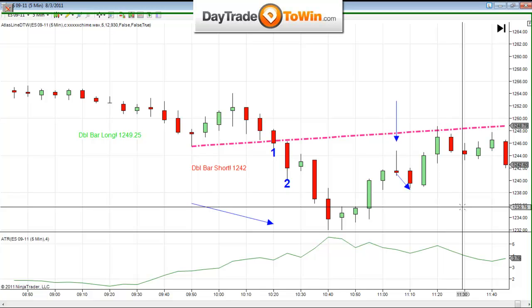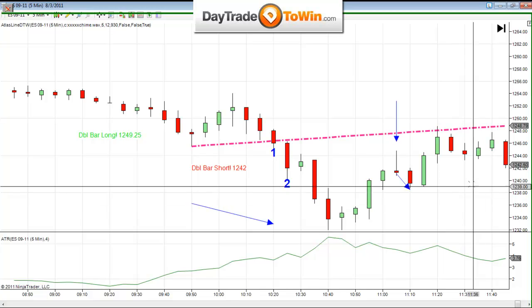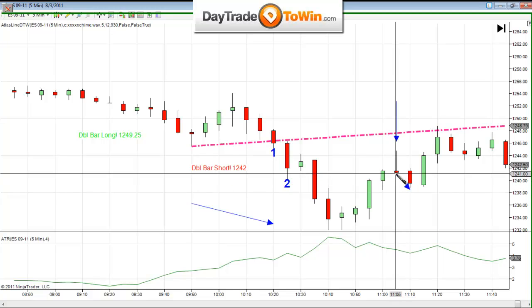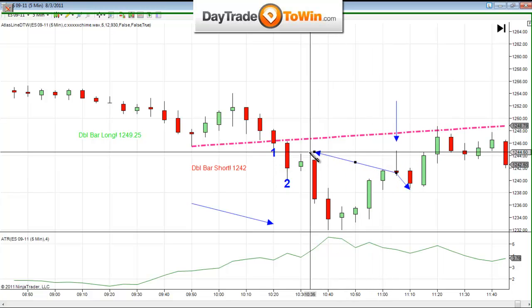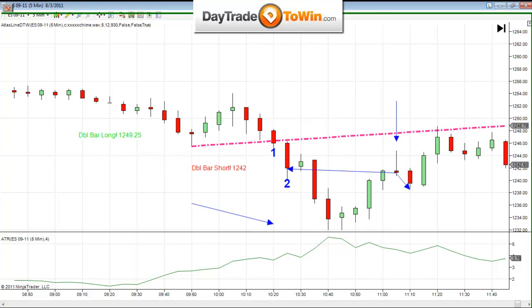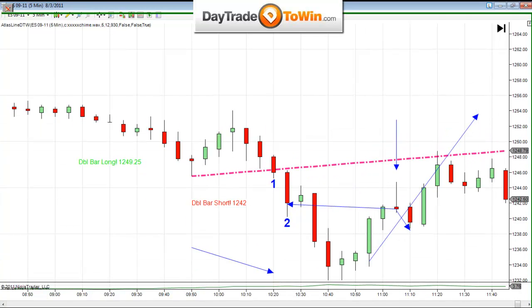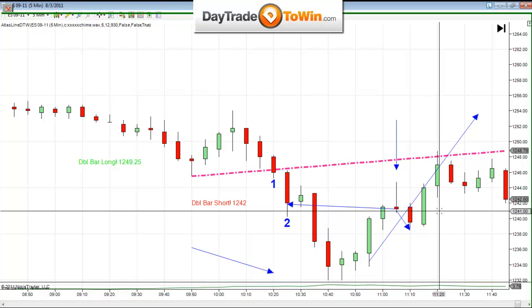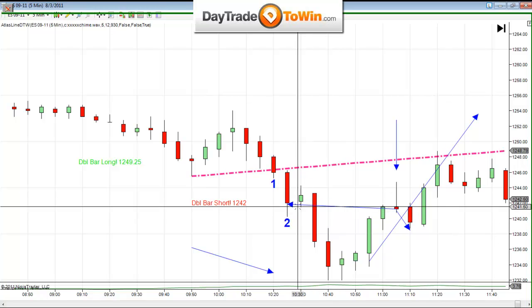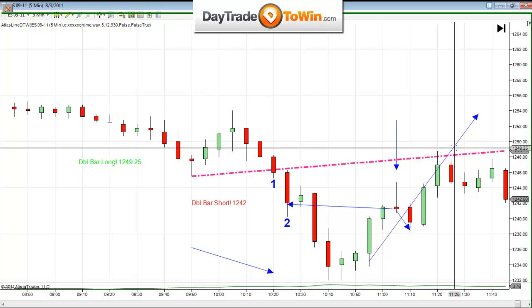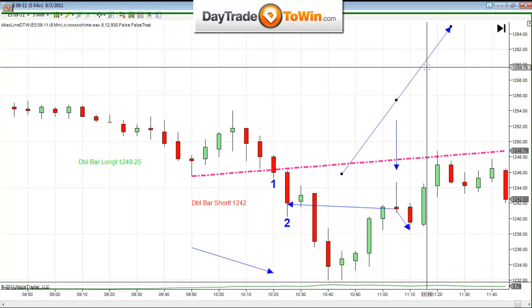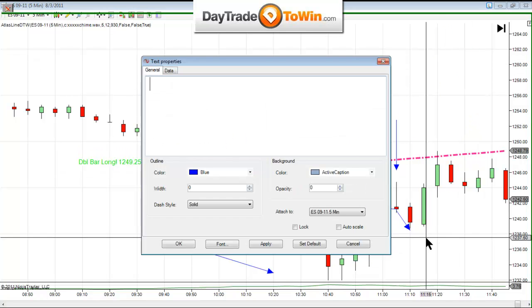Furthermore, there is a caveat. If you are going to take this, make sure that this entry is lower than your previous double bar short. If it's not lower, then you shouldn't take the trade, because now the trend has changed. The trend is going up. You do not want to enter higher than your previous entry. So every trade that you take, for example, here is another one.